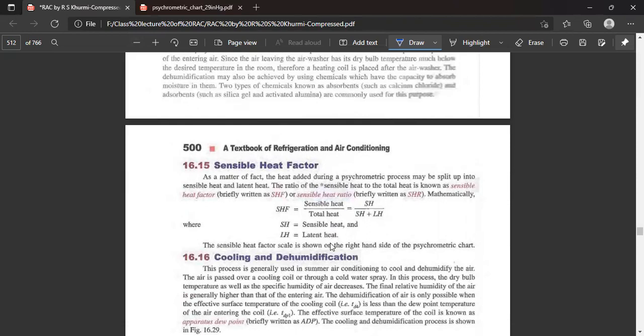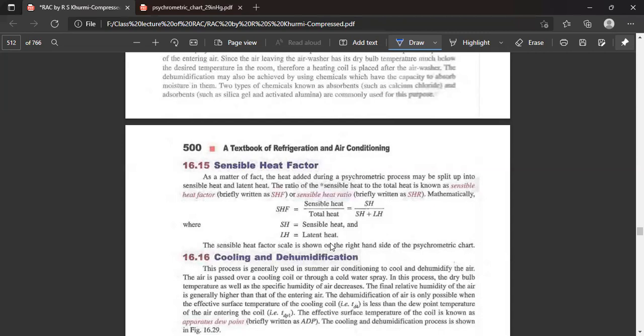The heat added during a psychrometric process may be split up into sensible heat and latent heat. Now, the ratio of the sensible heat to the total heat is known as the sensible heat factor, SHF, or sensible heat ratio, SHR. Mathematically, it is sensible heat divided by total heat, that is SH divided by SH plus LH, where SH is the sensible heat and LH is the latent heat. The sensible heat factor scale is also known as the right-hand side of the psychrometric chart.